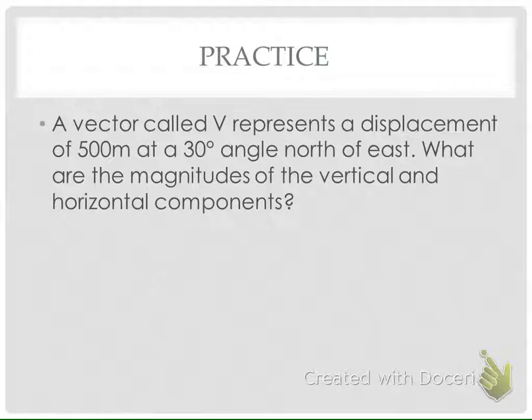Okay, a vector represents a displacement of 500 meters at 30 degrees north of east. Find the magnitudes of the vertical and horizontal components. So now you have to draw the vector and then break it down. Okay, so this is the skill that you have to develop well. Draw the vector and then break it down. So 500 meters at 30 degrees north of east.